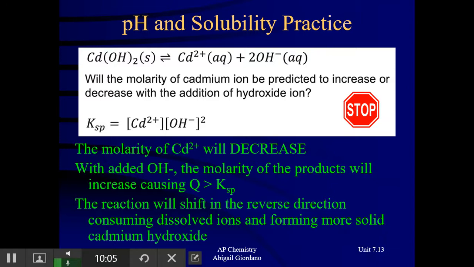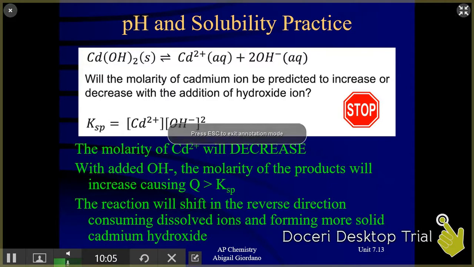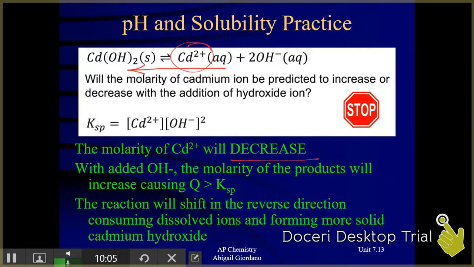And guys, they asked us specifically what was going to happen to the molarity of cadmium ion if we are shifting so that the products are consumed. That means the cadmium molarity is going to decrease. Okay.